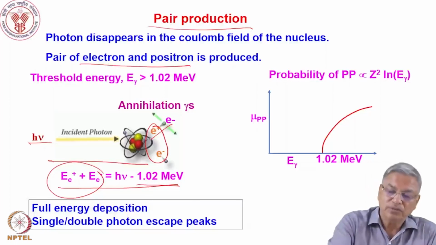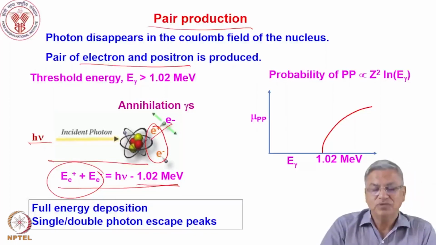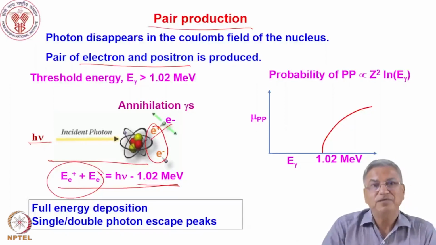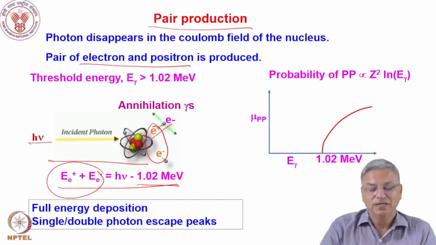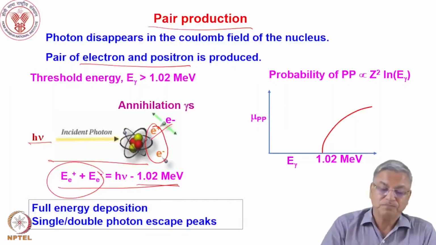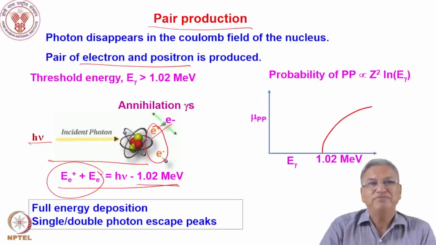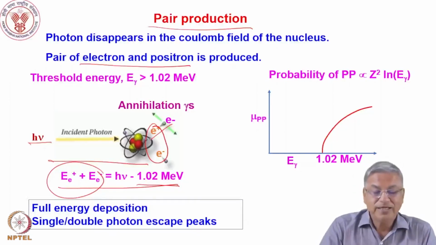This positron will get thermalized in the medium, and it can meet another electron in the medium and annihilate, giving you 2 511 keV gamma rays, which we discussed in the interaction of positron with matter. The net result of pair production, you can see here, is a high energy electron and 2 511 keV gamma rays. And then these 2 511 keV gamma rays can further interact with the medium.